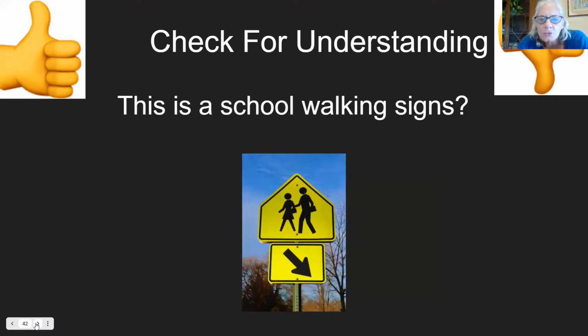Is this a school walking sign? Give me a thumbs up or a thumbs down. If you gave me a thumbs up, you would be correct. This is usually a picture of a mom and a kid walking across the street to get to school.